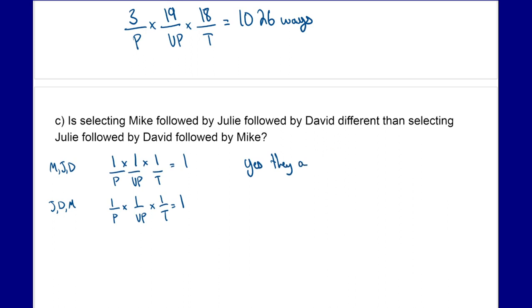Right? So they are different, even though there's only one outcome, because you're looking at Julie being president, David being vice president, Mike being treasurer. That's different from Mike was president, Julie was vice president, David was treasurer. So yes, they are different. You could say different orders or positions. So they would be in different positions, meaning that they are different. They have different roles. So it's different, even though there's the same possible ways that it can occur.